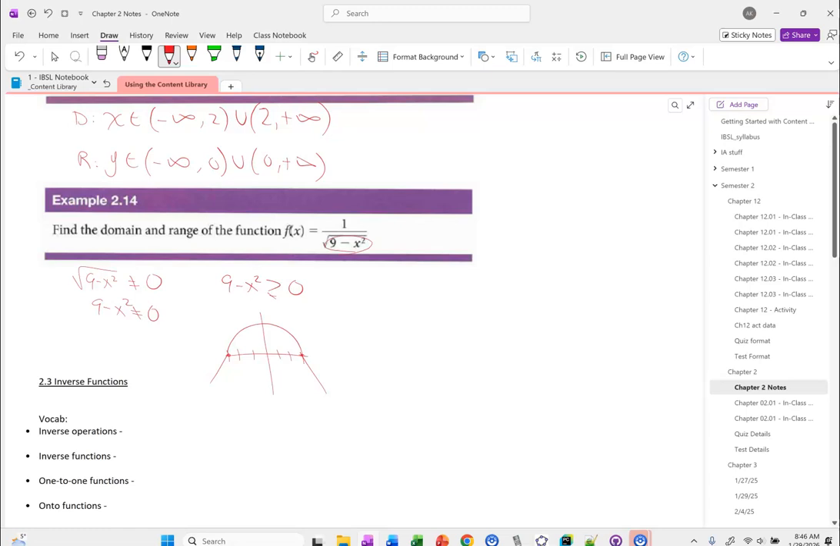So that's that. So where is it bigger than 0? From negative 3 to positive 3. That's my domain. Everybody okay there? The range is tough.